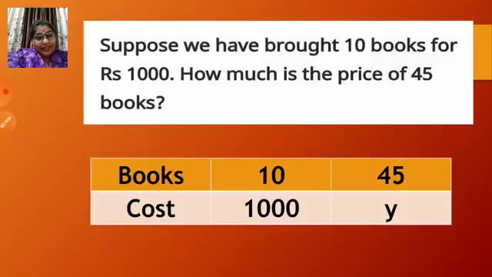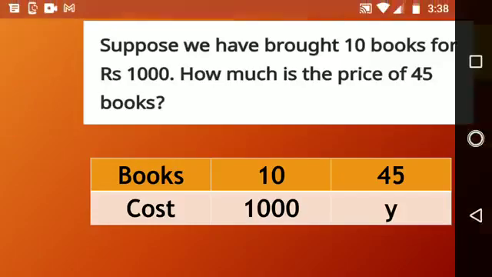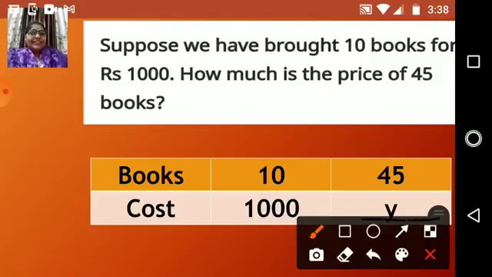Now children, let us see one example. Suppose we have bought 10 books for 1000 rupees. How much is the price of 45 books? Earlier, children, you have learnt the unitary method, right? We can use that also, but now we will find this by using direct proportion. If the number of books is increasing, obviously the cost will also increase. That's the reason, children, we say that these are in direct proportion.